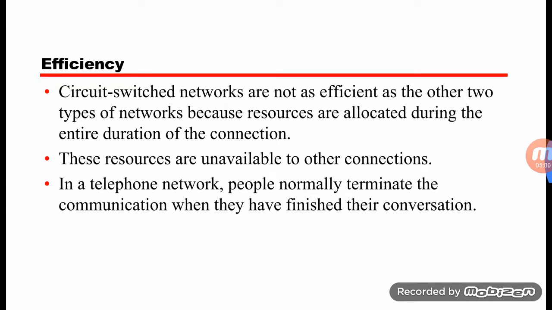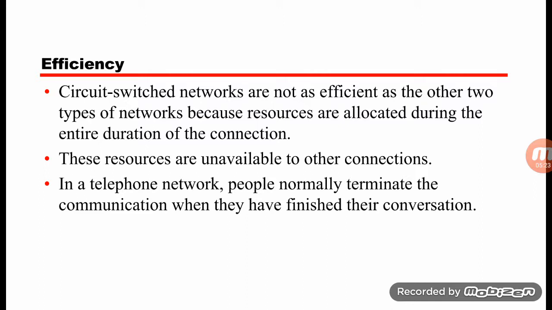Efficiency. Circuit switch networks are not as efficient as the other two types of networks. Why? Because resources are allocated during the entire duration of the connection. As long as the connection is there, nobody else can use that connection. It is dedicated for those two guys. That's why it is inefficient. Even if you are not using it, the connection is there and it is being wasted.